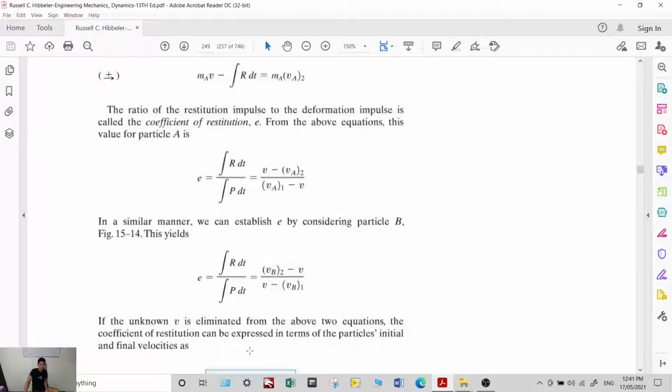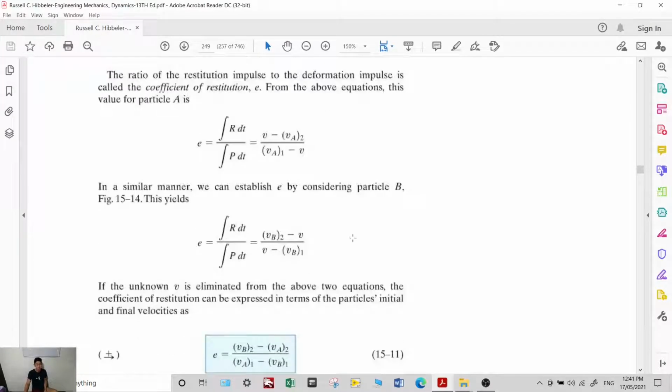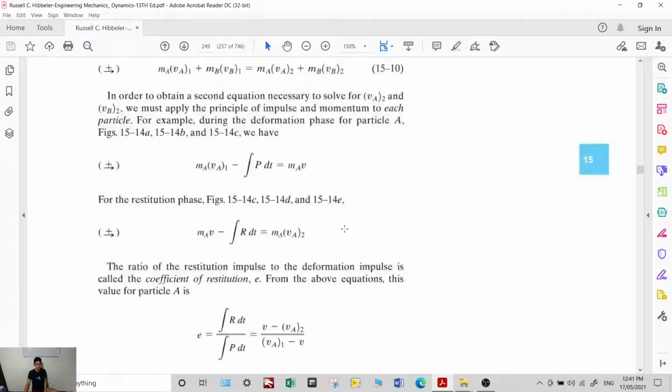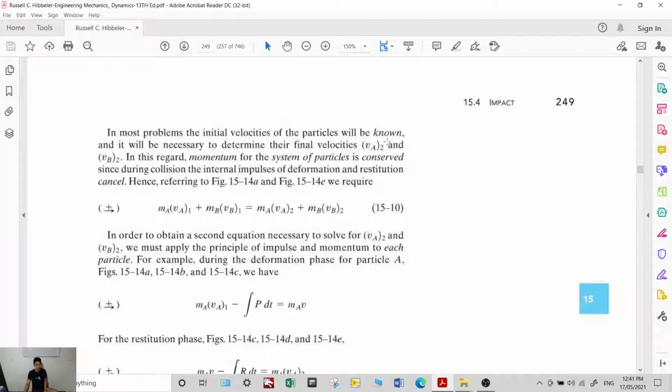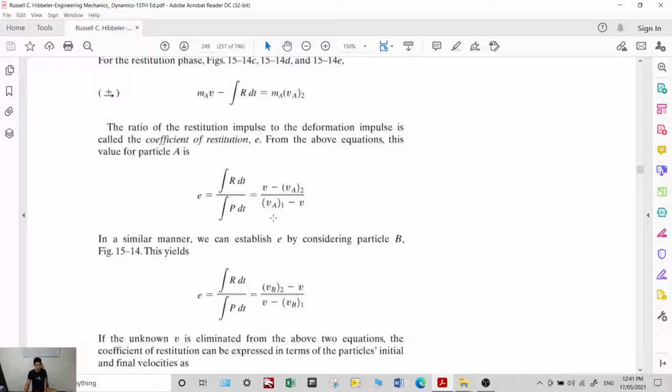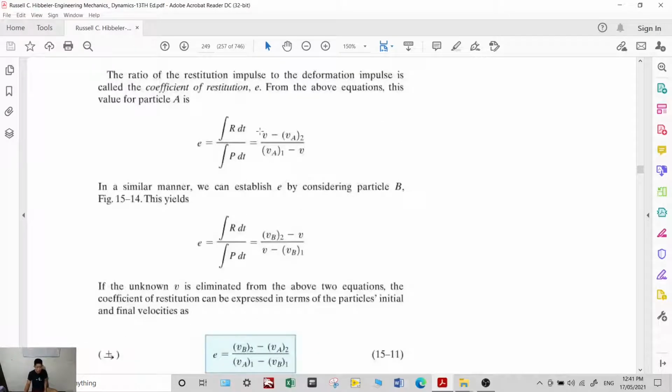We will also apply the principle of linear impulse and momentum for particle B. So in the same way, you get E is just equal to VB2 minus V over V minus velocity V1. Okay? Now, our target is VA2 and velocity V2. So we need to eliminate V.